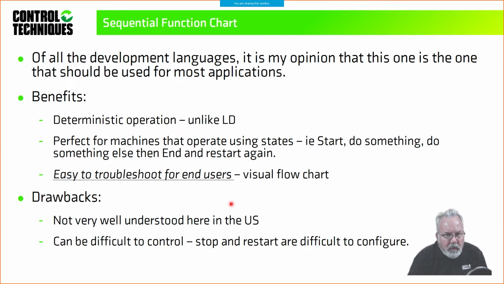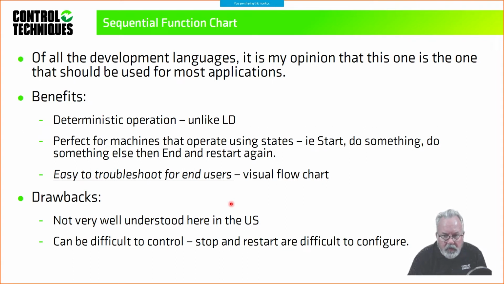The benefits of sequential function chart, the biggest one in my opinion, is deterministic operation. I showed you a little glimpse of a sequential function chart yesterday. Unlike ladder diagram, which just literally runs left to right, top to bottom, same with function block diagrams, by the way, this sequential function chart is deterministic in the sense that you always know where you're at in the code. It cuts down on the debug and troubleshooting.